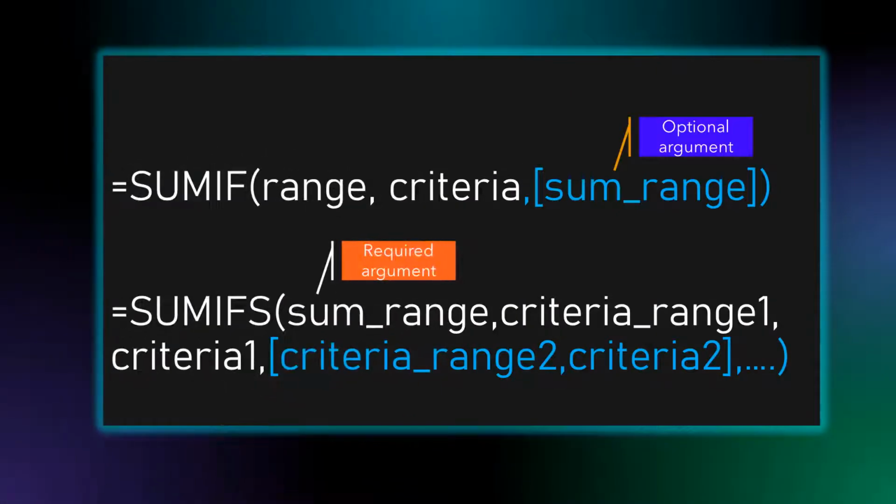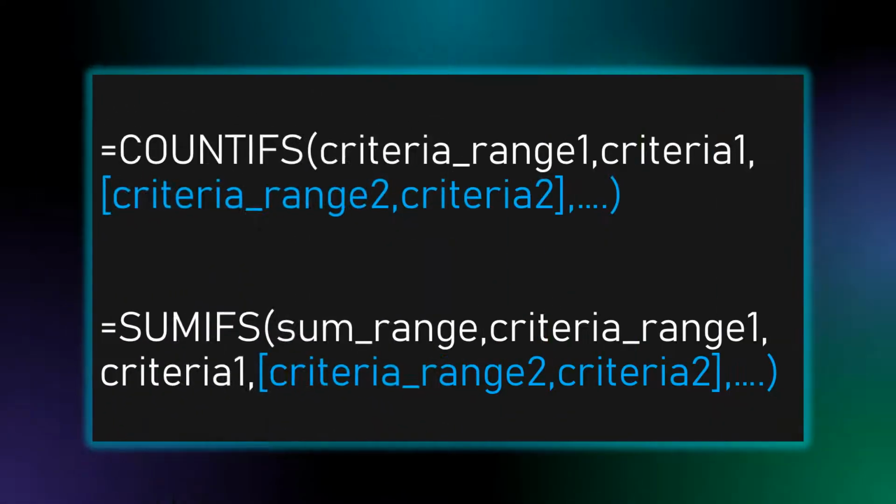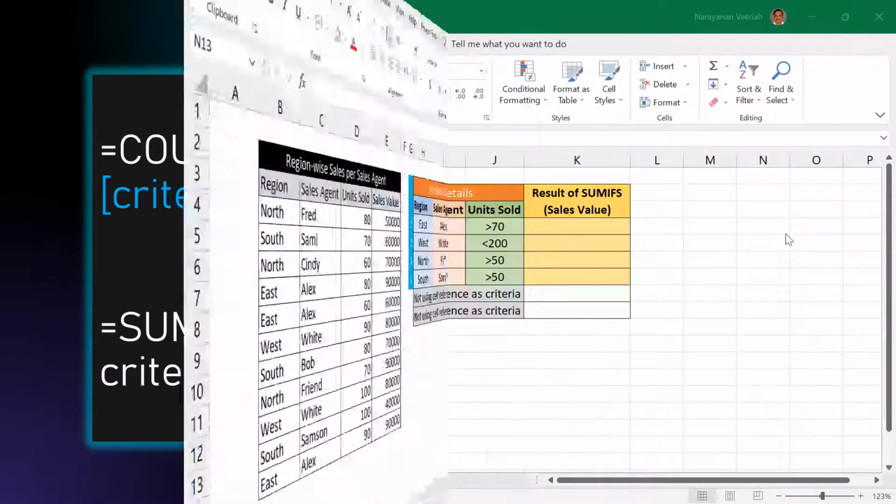If you notice the syntax closely, you will understand that sum range is the first and required argument in SUMIFs function, whereas this is the third optional argument in SUMIF function. Also, the syntax of SUMIFs function is similar to that of COUNTIFs function, except that you have the sum range argument in SUMIFs function that you will not find in the COUNTIFs function.